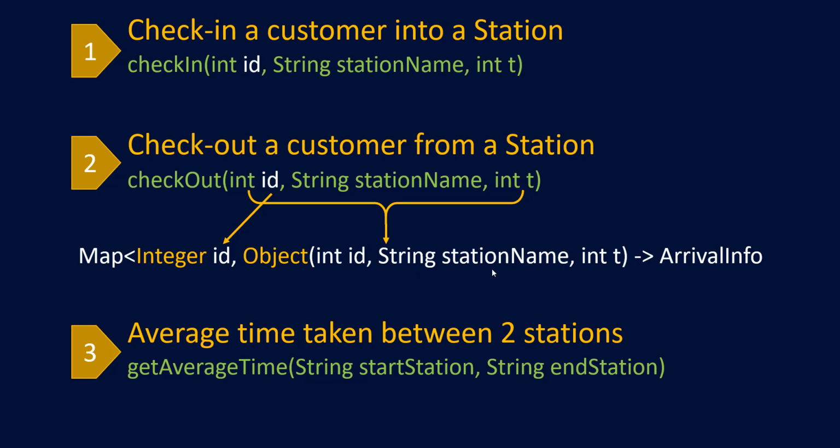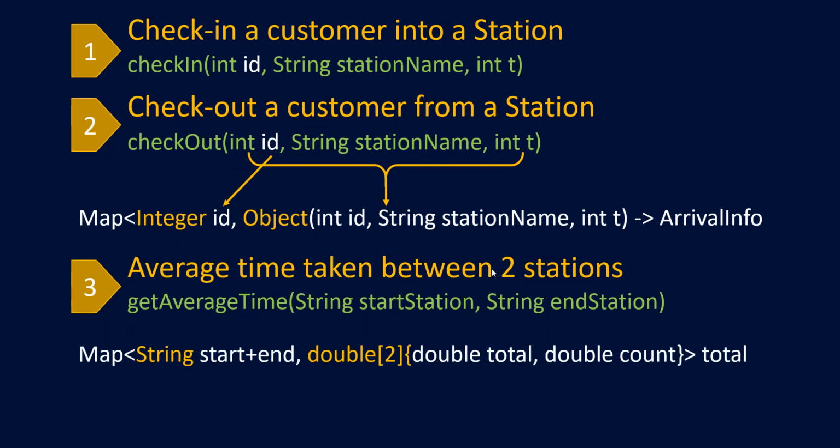The second thing that we need to do is to check out a customer and calculate the average time. So for average time, we would need the number of times these particular set of stations have been visited and the total of the time that is required for each customer to visit these stations, or the time taken by all the customers between these stations.